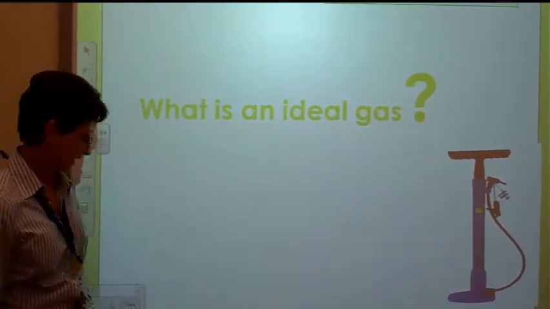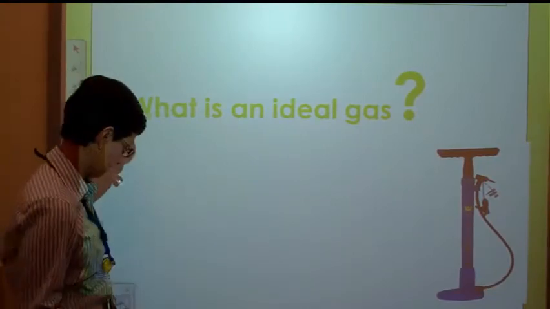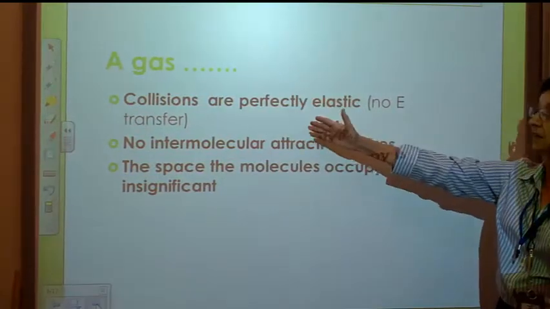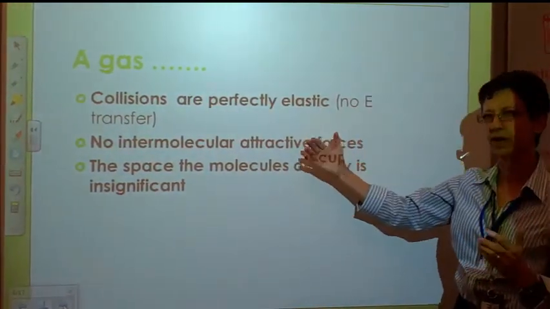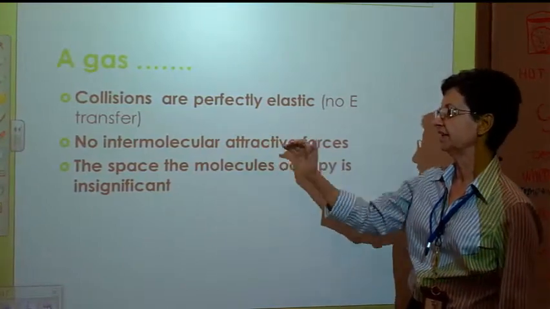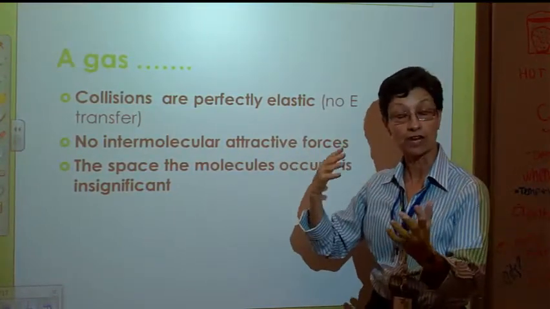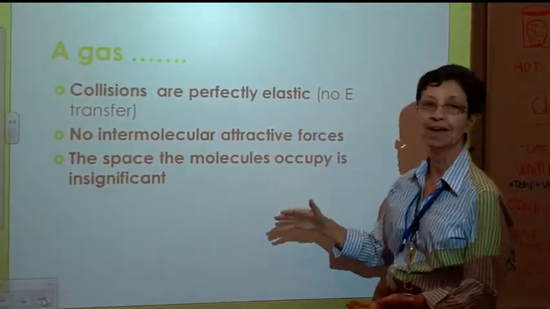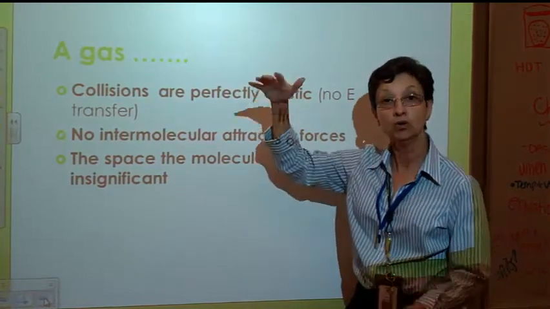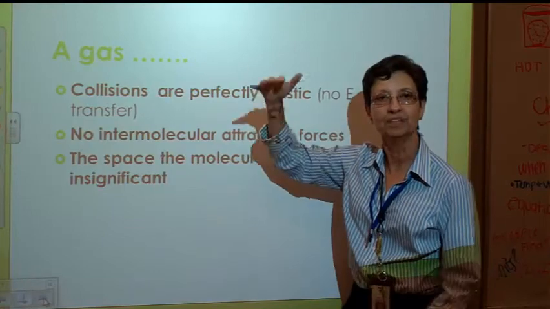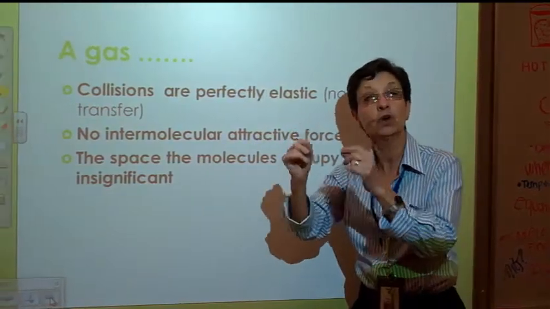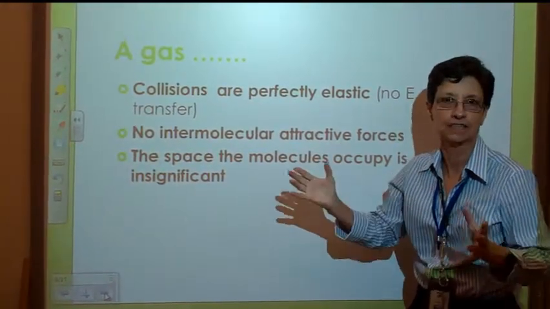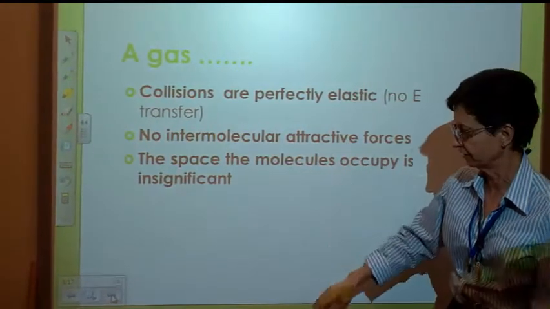We've already discussed what an ideal gas law is, but there are some assumptions that we need to make. We say that for a gas, the collisions are perfectly elastic. We have discussed that already when we talked about the kinetic theory. That there is no attraction or repulsion between the particles, and that the space the molecules occupy is insignificant. In other words, most of the volume is empty space. The particles are so tiny that they don't really represent any volume at all. It's almost negligible, so we ignore it. It's insignificant.